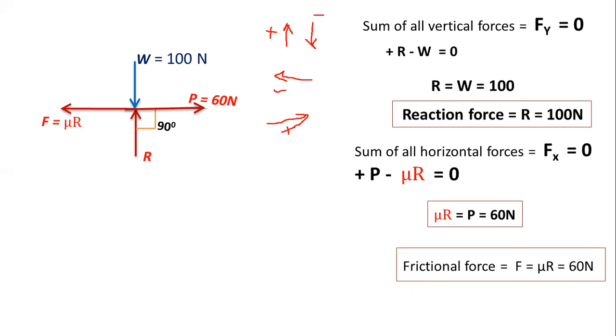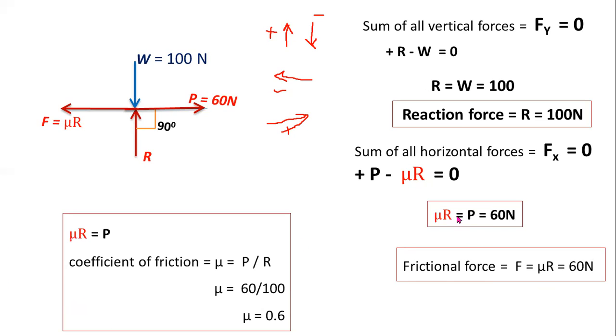From this equation, you have to find out the value of mu. From the equation mu R equals P, the coefficient of friction mu equals P by R. From this relation, you have to find the value of mu, the coefficient of friction between the horizontal plane and the block. So mu equals P by R.